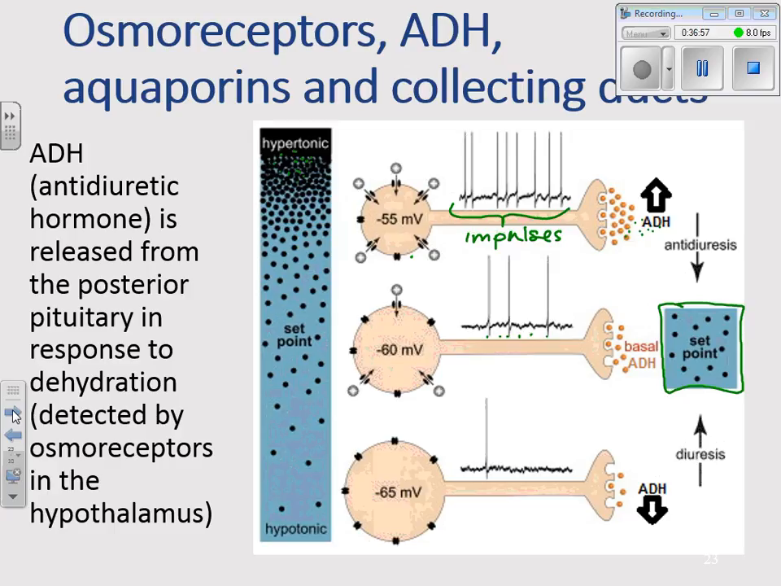On the other hand, if you get an increase in the water level of the body, so you get the hypertonic situation down there, so more water, less solute, it makes the cell body swell.